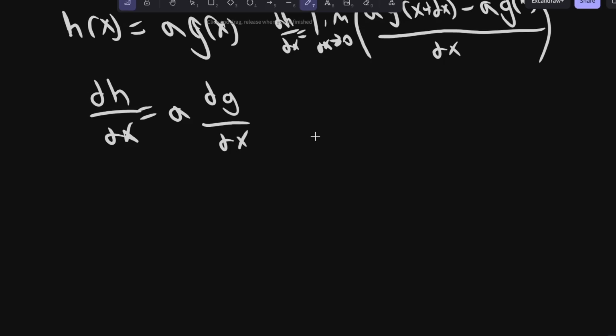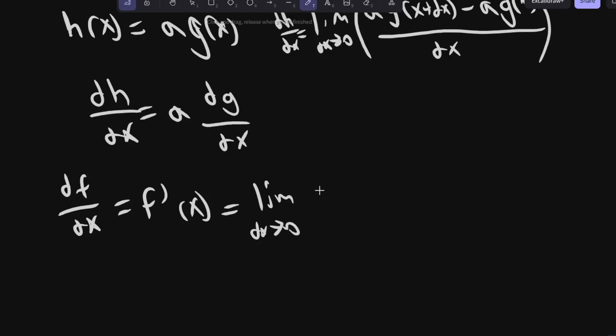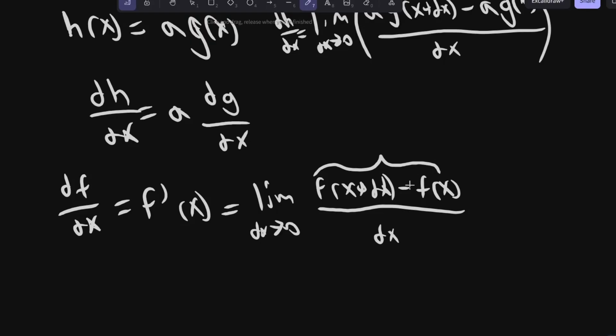To get the next rule, we're going to be a bit fancy, okay? First, I'm going to introduce a new notation for the derivative. This is just a new notation, it doesn't change anything. So df dx, I can equivalently call f prime of x, okay? And this is equal to the limit as dx approaches 0 of f of x plus dx minus f of x over dx. And this f of x plus dx minus f of x, I can just call this the change in f at a given x, df of x.